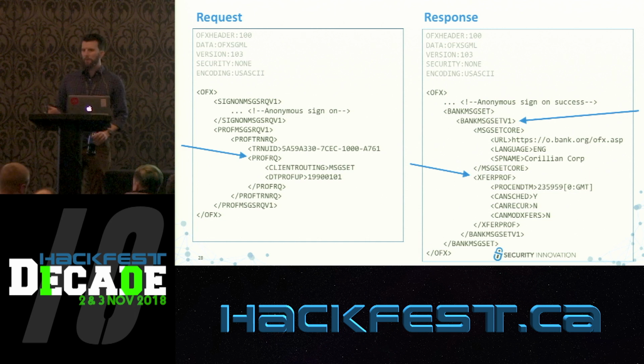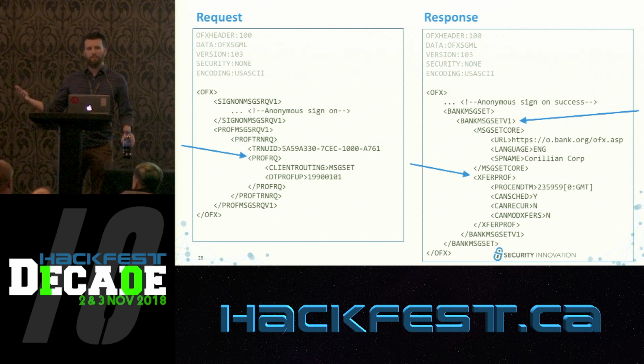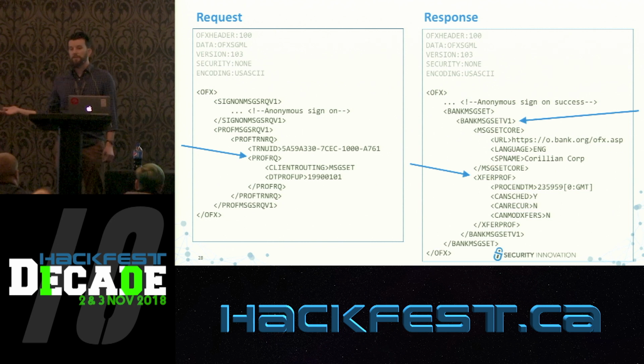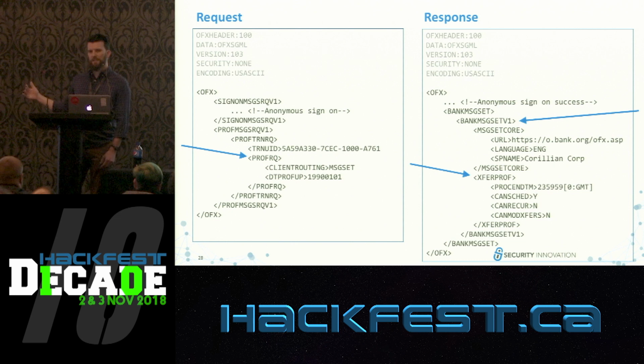Here's that first profile request. You can see it's a PROFRQ. Coming back is a bank message set, which sort of implies I support banking. I can give you checking account information. I can give you savings account information. And an XFER PROF, which means I support transfers. You can transfer money internally between accounts. So this profile request, just the existence of these elements implies the capabilities that server supports.